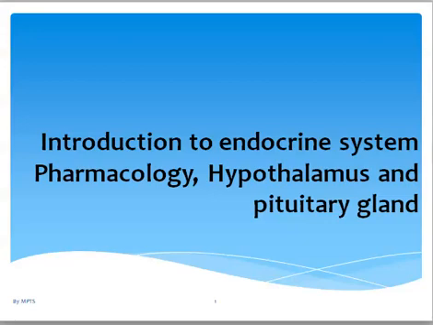Today I will be discussing endocrine system pharmacology: the hypothalamus, the posterior pituitary, and the anterior gland. Of course, we are meaning the drugs and the corresponding analogues.